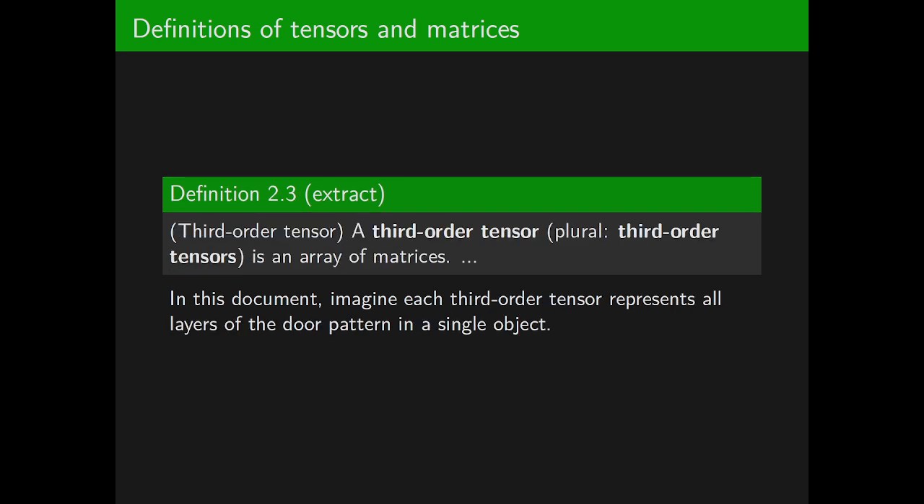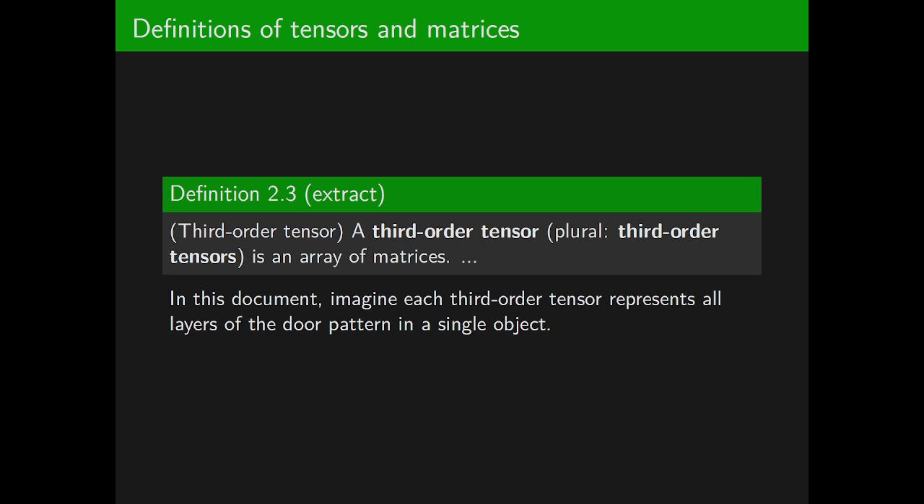So now we're going to move on from matrices to third order tensors, which should be very unfamiliar. Essentially, tensors are just generalizations of matrices, because you can generalize matrices to higher orders. But here we're just going to use third order tensors. The definition of a third order tensor is an array of matrices, because we're just adding one dimension, basically.